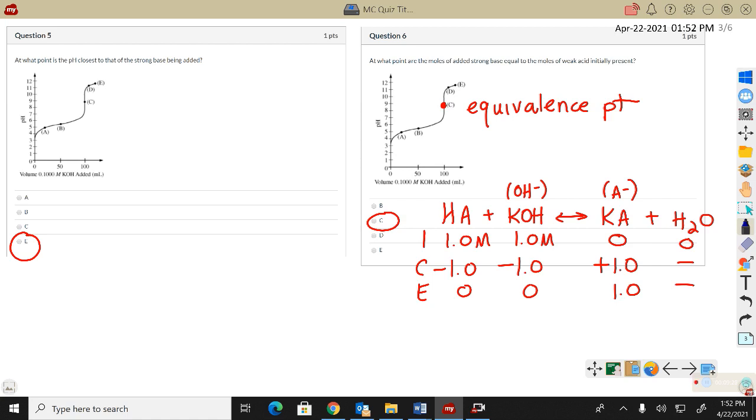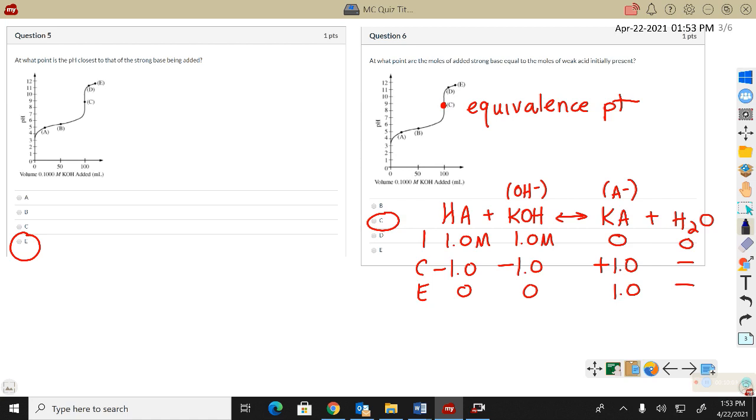Number 6. At what point are the moles of added strong base equal to the moles of weak acid? That is my equivalence point. I've got equal moles of acid and base, which then kind of shows the difference between the equivalence point and the halfway point. If I just made up random numbers here, if I started with 1 mole of weak acid per liter, and once I get to the point where I've added 1 mole of base, that's the equivalence point. The halfway point is when I added half as much base.